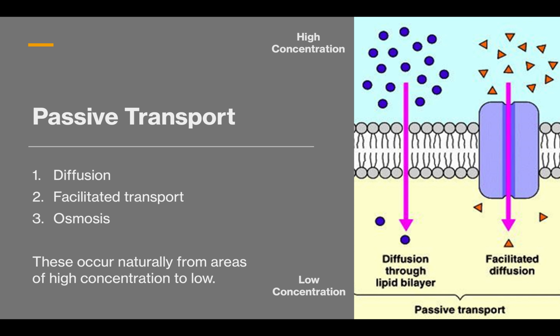And all of these occur naturally from areas of very high concentration to areas of very low concentration. So this image is actually a good example of that. This image is of passive transport. You can read that on the bottom here. So in this example, they're actually using some facilitated diffusion.